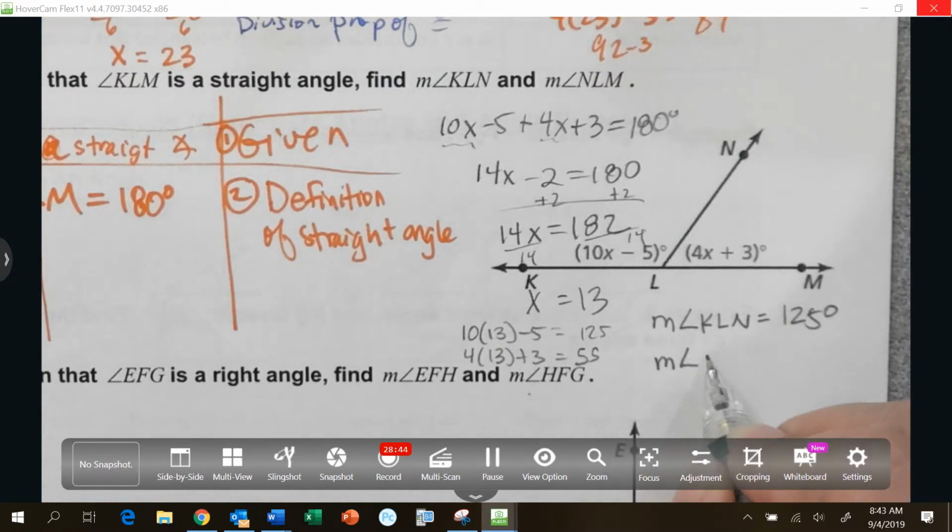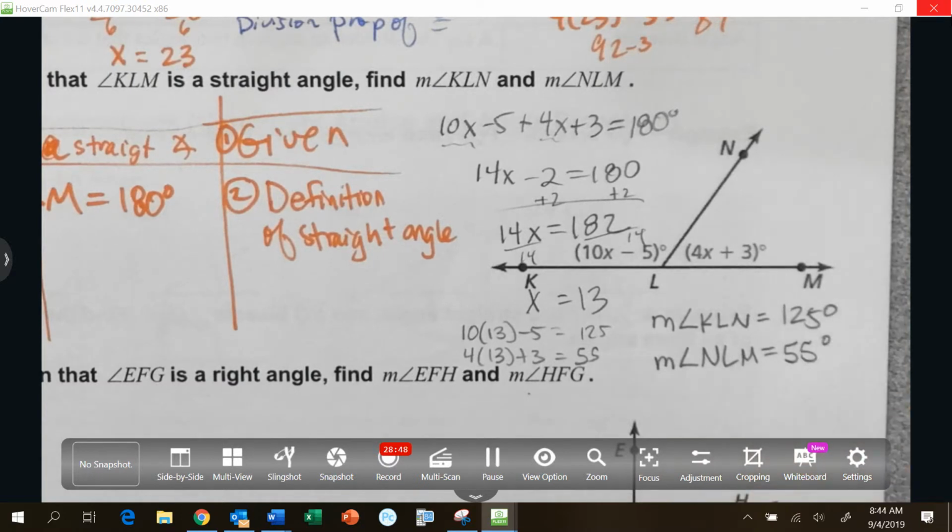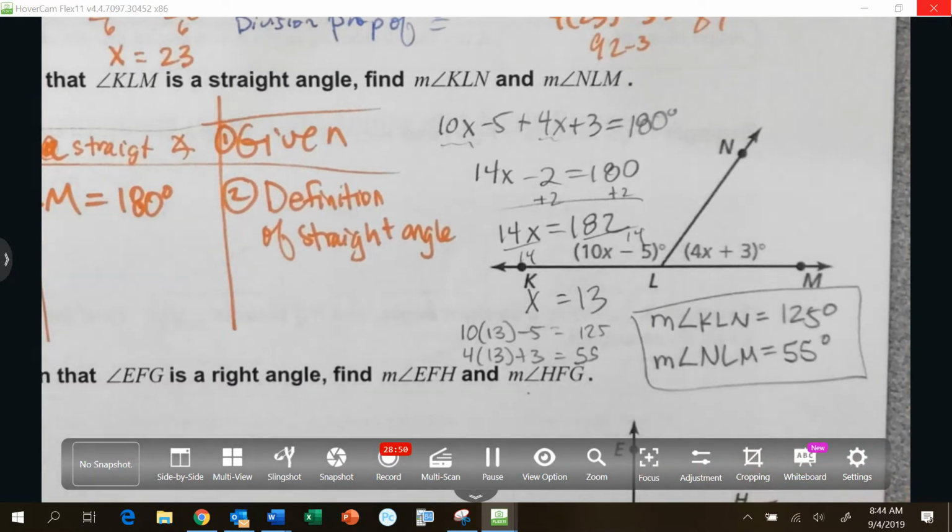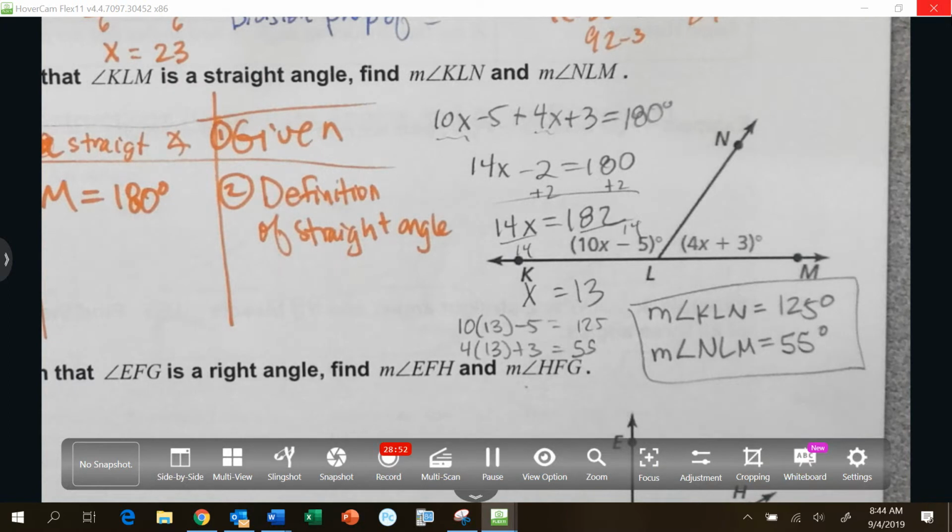Measure of angle NLM equals 55 degrees. Why I am emphasizing the word degrees is because you need to put the degree symbol in. There are different units of measuring angles. There's degrees and there's something else that you haven't learned about yet, so you need to tell me it's degrees.